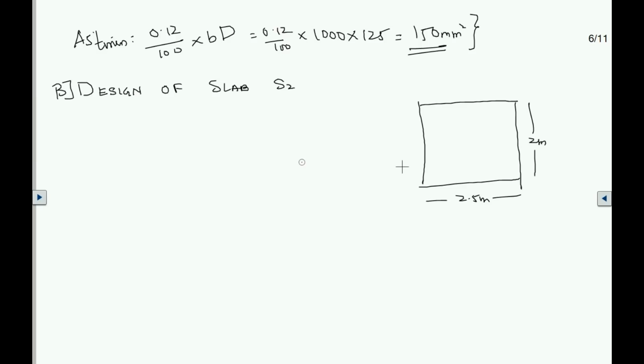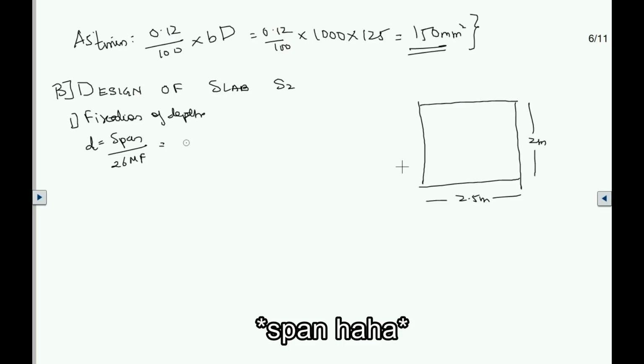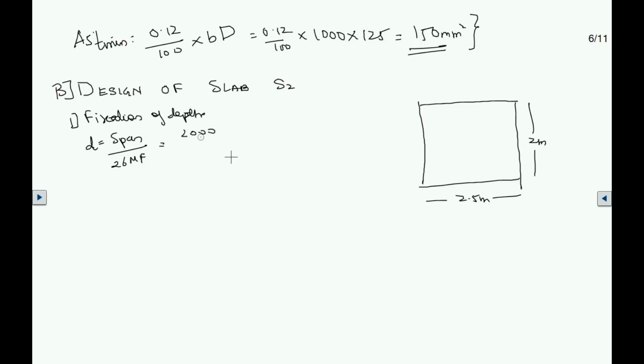So next we will design slab S2. We will repeat all the steps that we calculated for the previous slab. The first is fixation of depth, and the formula is span upon 26 into modification factor. 26 is the basic value for continuous slab. So the shorter span is 2 meter, so 2000 divided by 26 into MF.